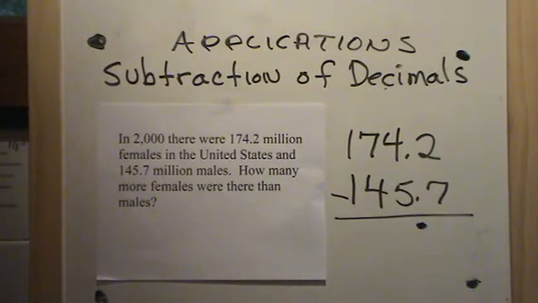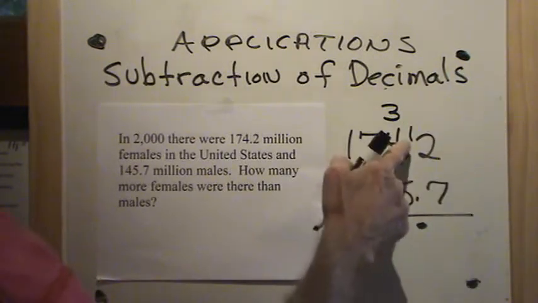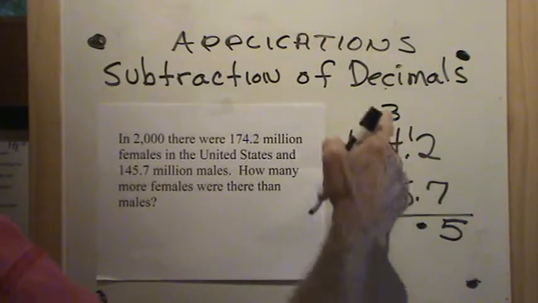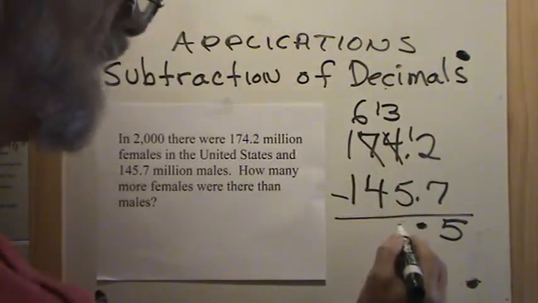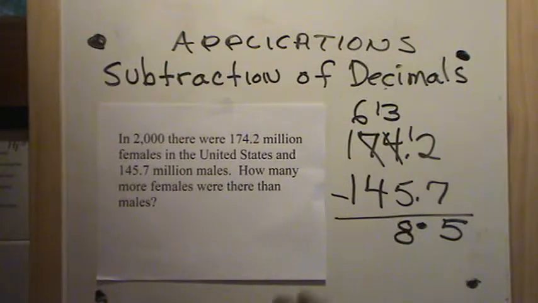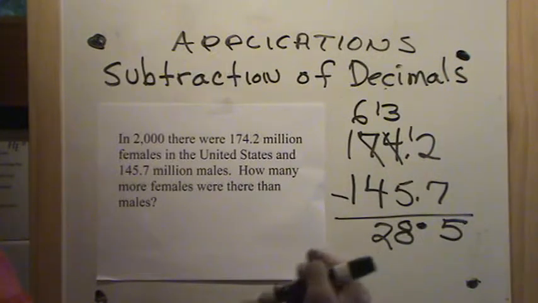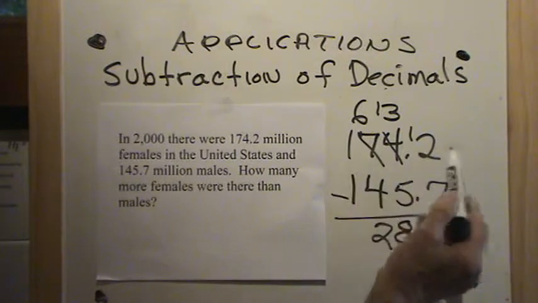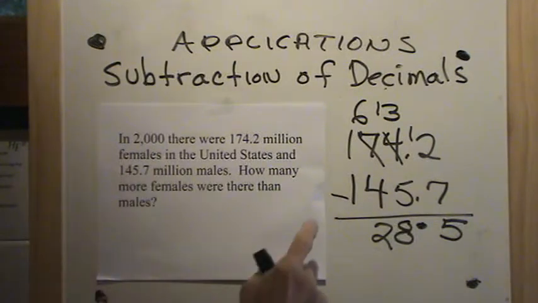Okay, so now I have to borrow here, make this a 3. This will be 12. 12 take away 7 gives me 5. Well, I'm going to have to borrow here, make that a 6, and that'll become 13. 13 take away 5 gives me 8. 6 take away 4 gives me 2. 1 take away 1 is 0. I don't put the 0. So if I subtract the number of males from the number of females, there are 28 and 5/10 million more females in 2000 in the United States than there were males.